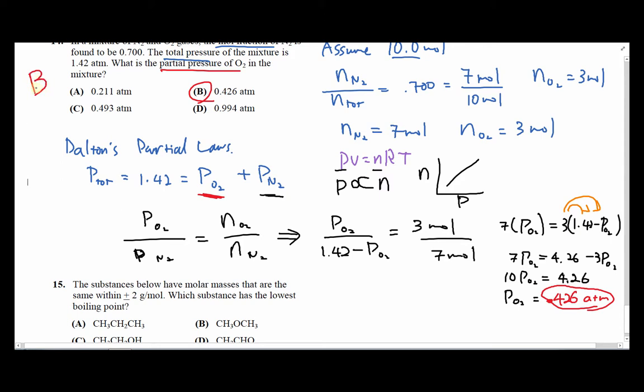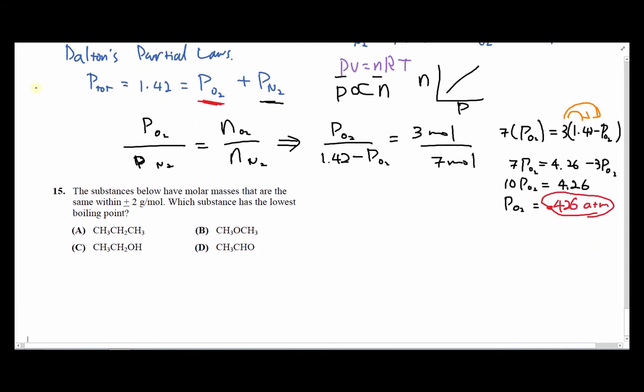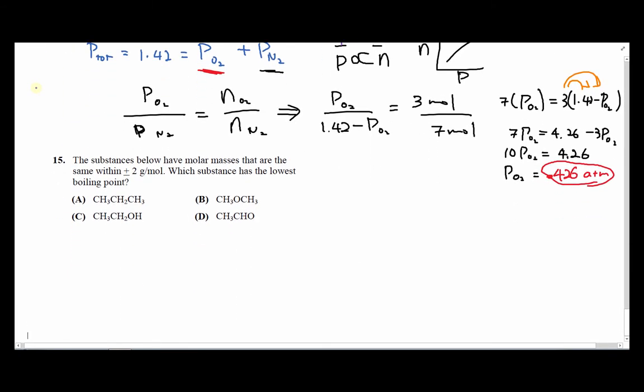Okay, the last problem. Let me read it first. The substances below have molar masses that are the same within 2 grams per mole. What they mean is the molecular mass of each of our molecules is not going to be the major factor in determining the boiling point. So the question is, what substance has the lowest boiling point? In other words, they're asking about the intermolecular force, not the intramolecular, which is within the molecule.